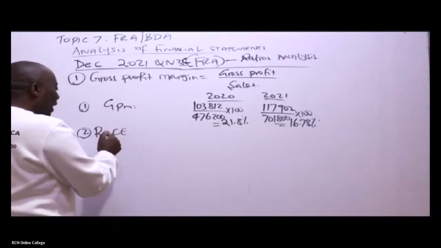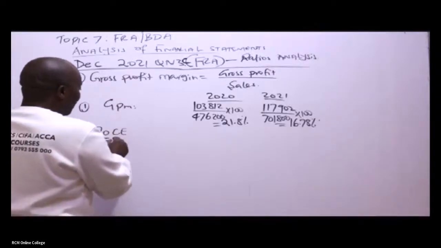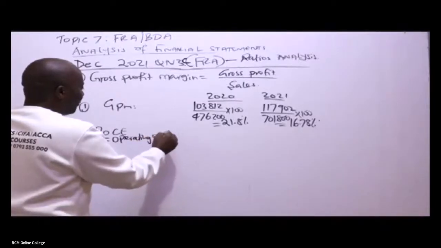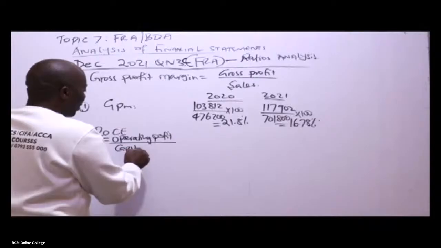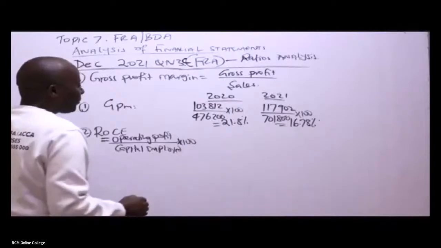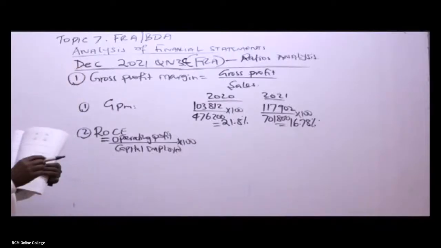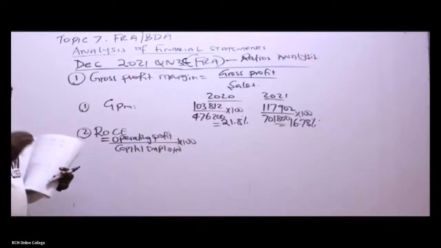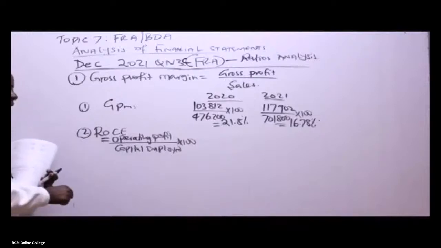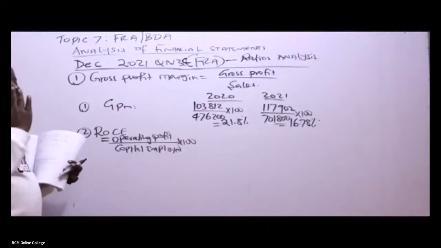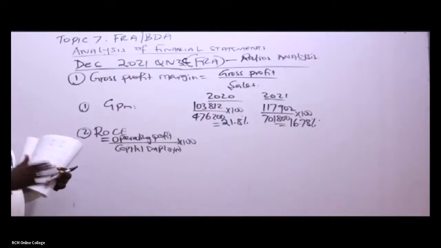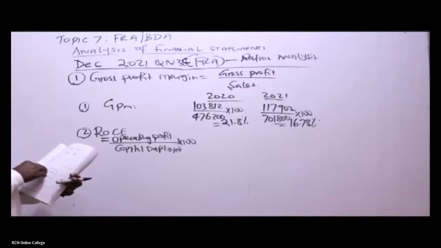Whenever I see this O, I am able to remember ROCE return is operating profit. So this is operating profit over capital employed times 100. Anytime you see ROCE, return on capital employed, you take operating profit because of this O. Never forget it. So it's not profit after tax. No, it is return on capital employed. You take operating profit, you divide this by capital employed times 100.